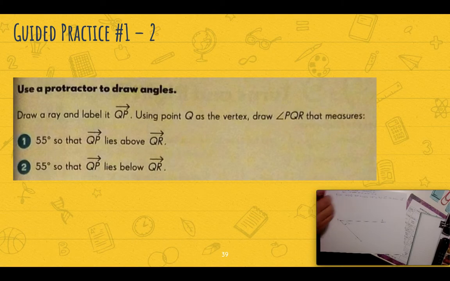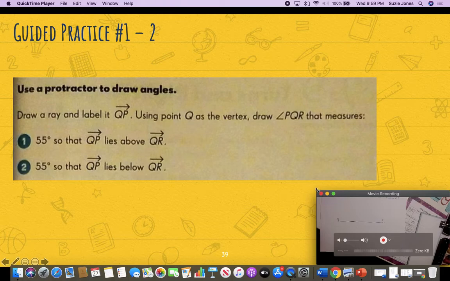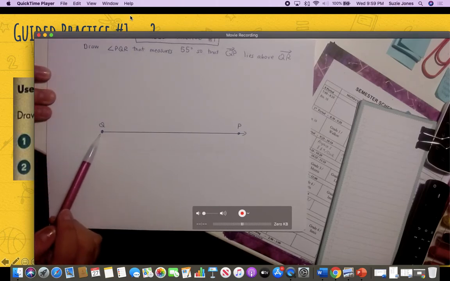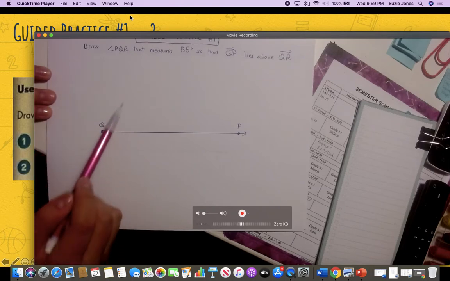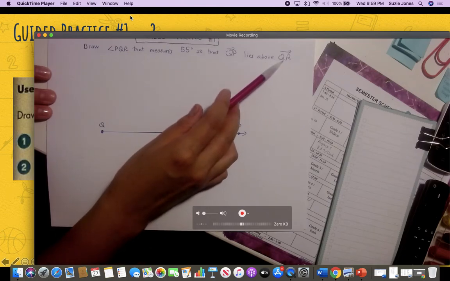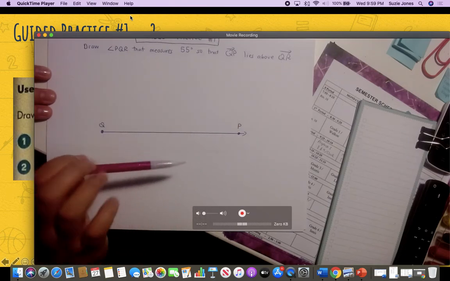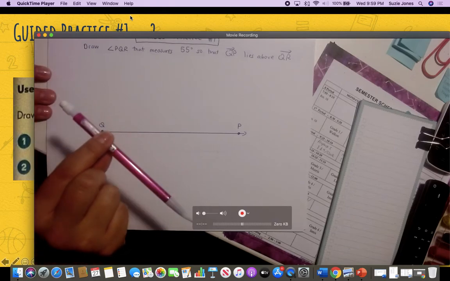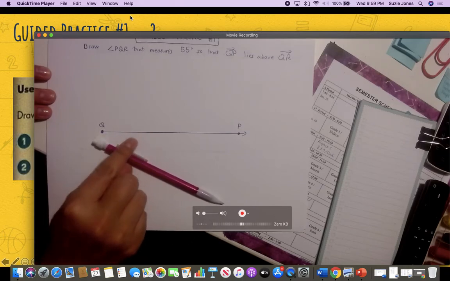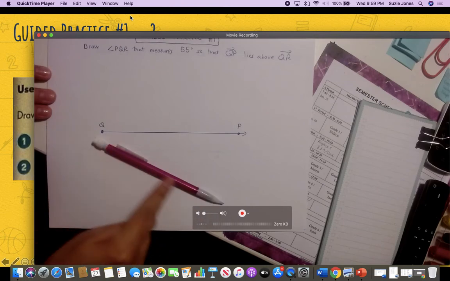Hi, welcome back. All right, so now guided practice number 1 wants us to draw angle PQR after we draw ray QP. We're going to draw angle PQR that measures 55 degrees so that QP lies above QR. So QP has to lie above a different ray. Let's say this is my ray. My ray has to either be here, here, here, here, here. QP has to lie above my ray QR.